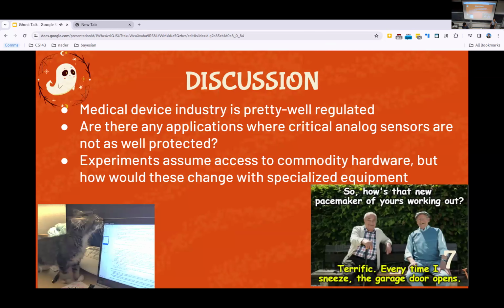And so even though the medical device industry is pretty well regulated, it's still up to us to find out if there's any other applications where critical analog sensors are not as well protected, because as mentioned in the paper, analog sensors will pretty much always trust what they're reading, and it's up to the interface above that to figure out if it's a valid reading or not. And so with a combination of these analog defenses, we'll be able to figure out if we're being attacked or not. And of course, these experiments also assume access to commodity hardware, but how will these change with specialized equipment? We'll need to determine that in future experiments. But yeah, thank you.